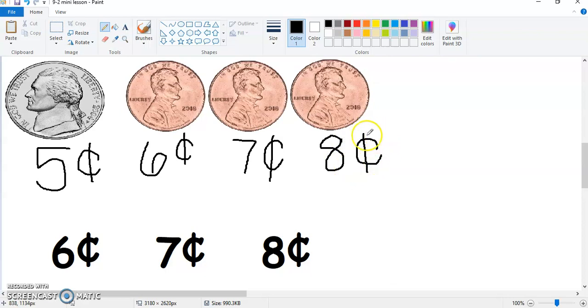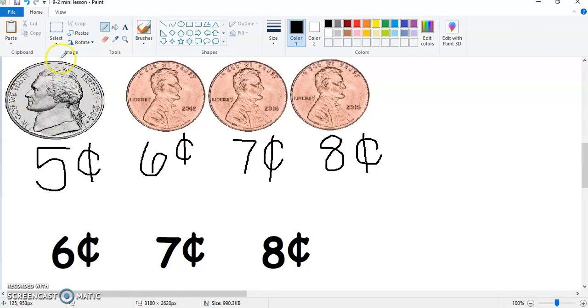This sign, the cent sign, is showing that we have money. This is a money sign. This is showing we have money. So in all, if we were to ask how many in all, we could look back, we say 5, and we count on by ones because a penny is worth 1. We started with 5 because a nickel is worth 5.